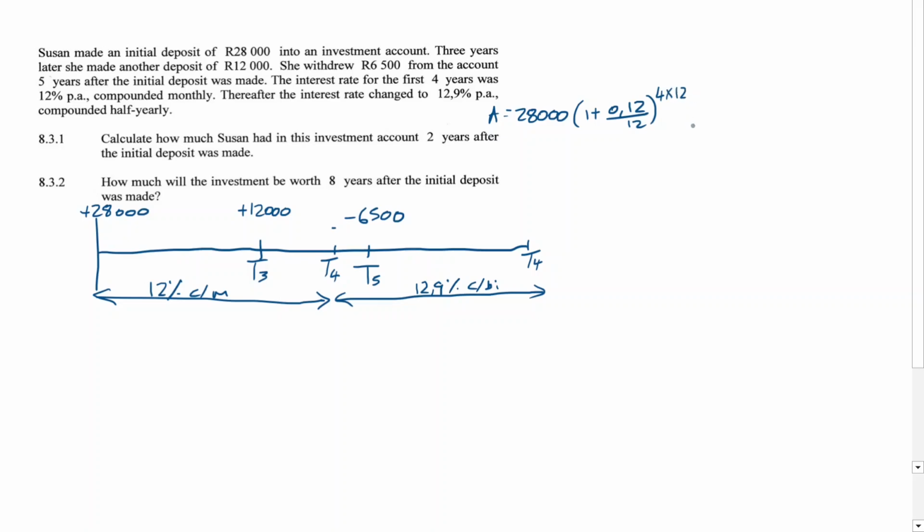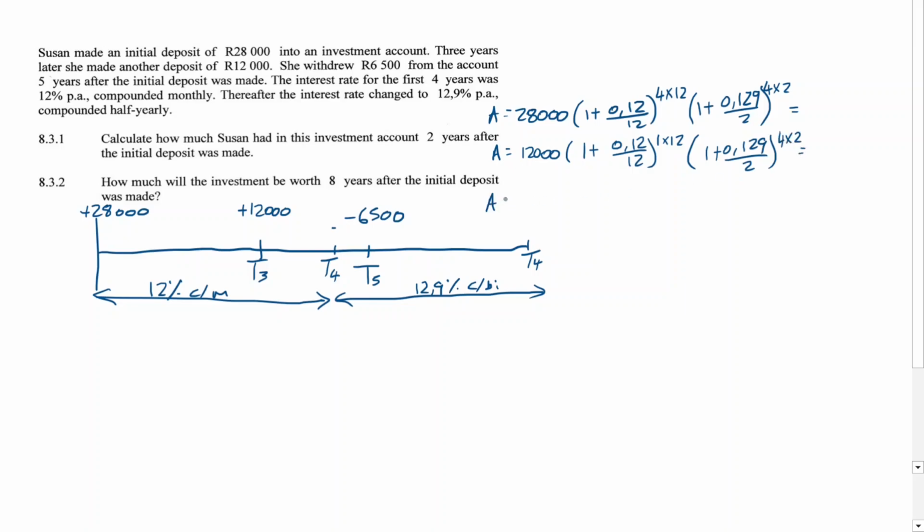And I times that by 12. When there's a new interest rate, I immediately just put another bracket. So it's 12.9% half yearly done for another 4 years times 2. The other amounts of money that I see in the question, I see there was also a 12,000 Rand. And when that came into the question, it was 12% compounded monthly for 1 year. So it's going to be 12% compounded monthly for 1 year times the compounding, and immediately I'm over here at year 4, it changes for the next 4 years. 12.9% half yearly for the next 4 years.